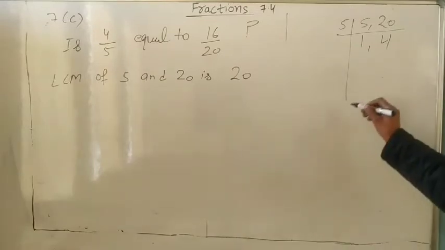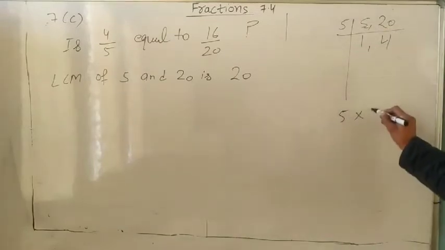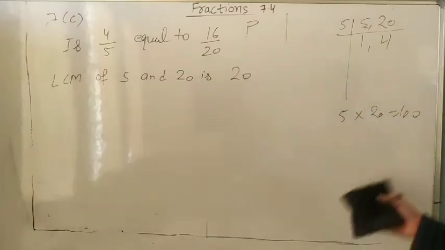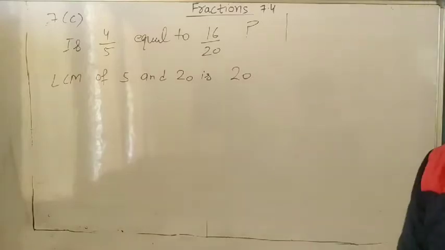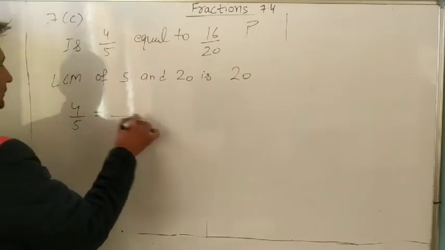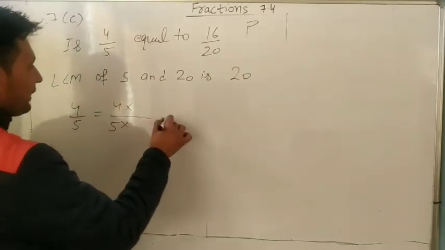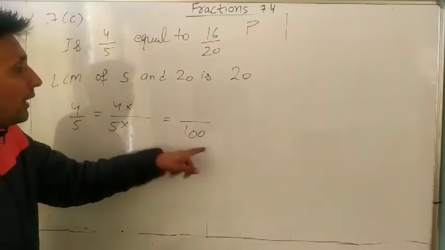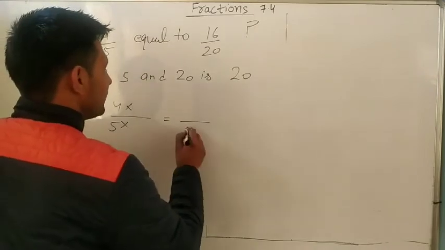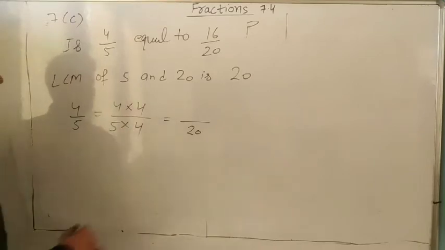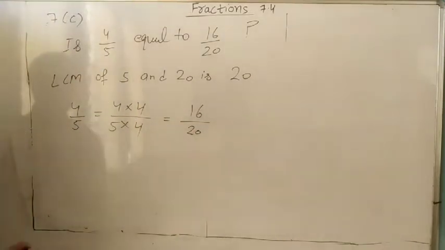You can also multiply directly, 5 and 20. The LCM of 100 you can also take, that is right, but 100 is a greater number, so it is easier to use a smaller number. Next is 20. So for 4 upon 5, what number do you multiply by 5 to make it 20? 4. So the numerator also by 4 gives 16 by 20.